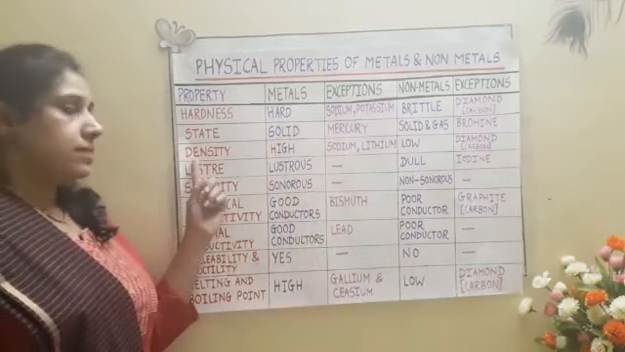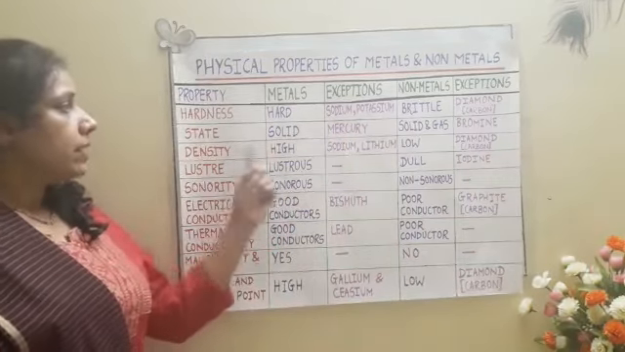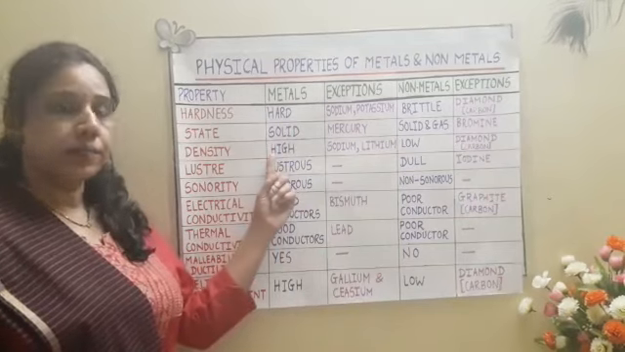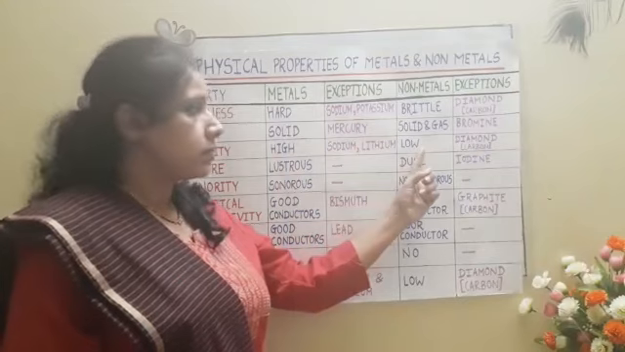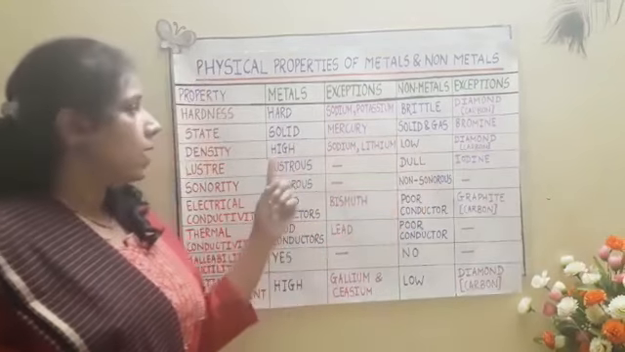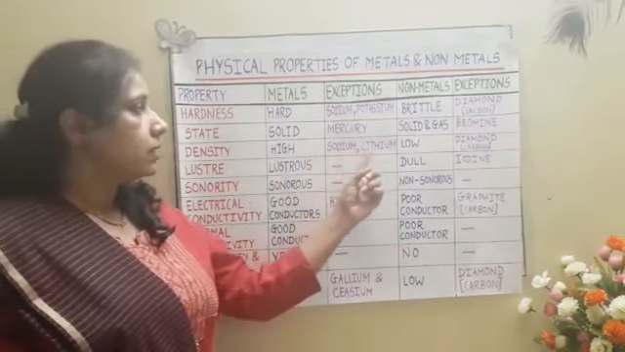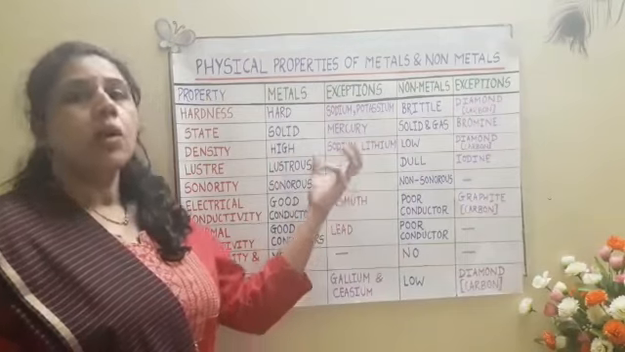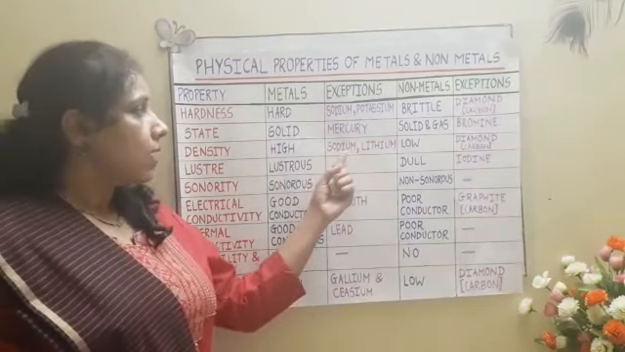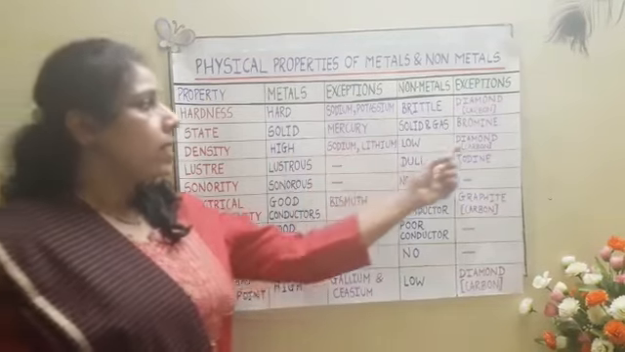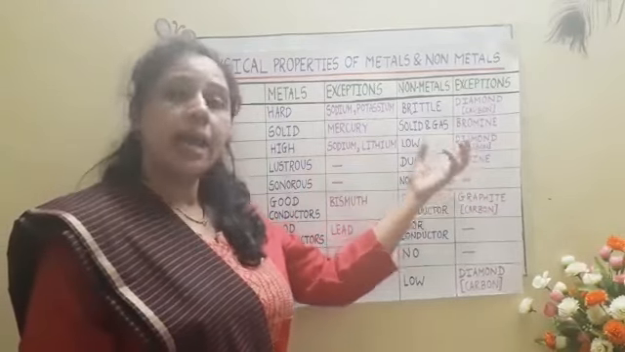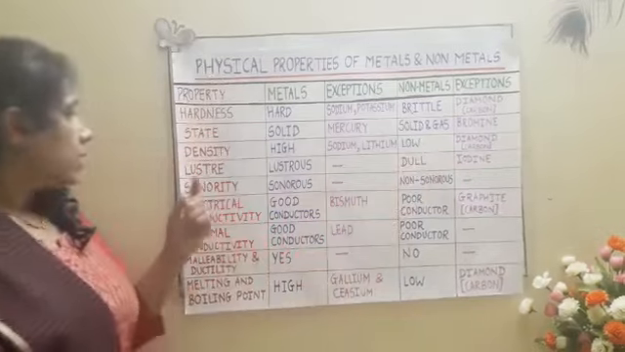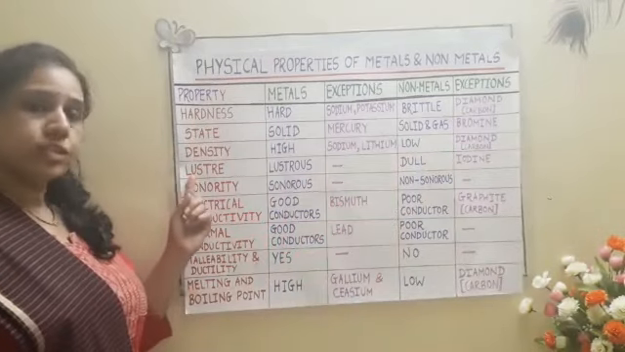Next is density. Metals have high density, whereas non-metals are low in density. The exceptions are sodium, lithium, potassium, or alkali metals, which have low density, whereas diamond, being a non-metal, has high density. Next is luster.